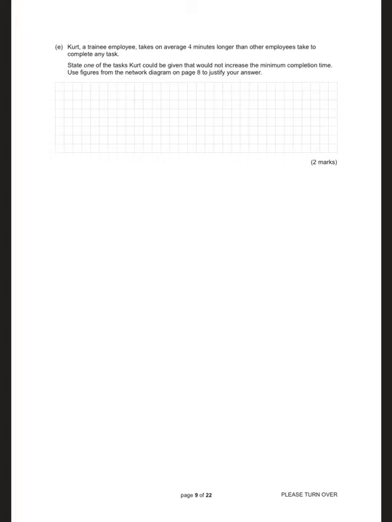Kurt, a trainee employee, takes an average 4 minutes longer than other employees take to complete any task. Ugh. Why is he working there then? State one of the tasks Kurt could be given that would not increase the minimum completion time. Use figures from the network diagram on page 8 to justify your answer. I haven't written all the answers onto my printed page, so I'm going to have to look at the precedence table instead.